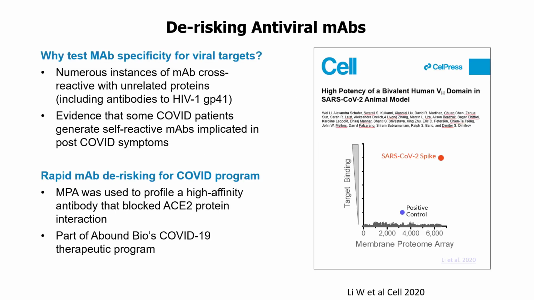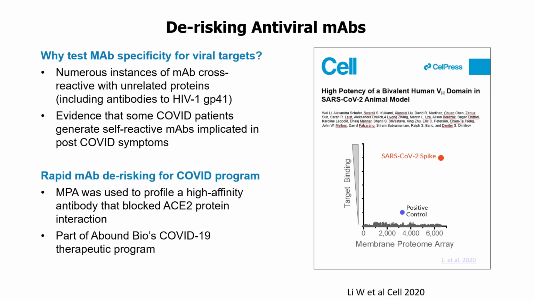I'll show you 2 examples, SARS-CoV-2 antibodies, AB1 and AB8. These are the data for our antibody against SARS-CoV-2, the domain one, which was published last year. And we can see the data here, like the target binding and then the membrane protein array, and there is a positive control in SARS-CoV-2, and it binds to SARS-CoV-2, but doesn't bind to anything else.